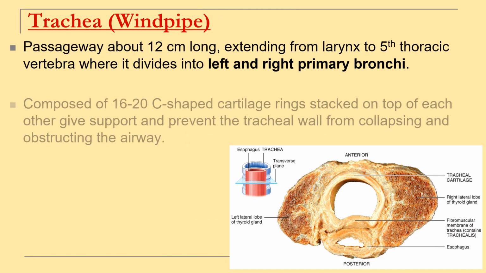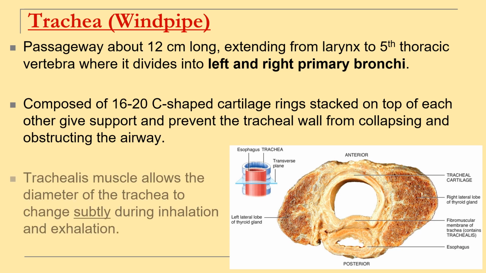All right, into the trachea. The trachea, of course, is your windpipe. It's about 12 centimeters long. It's going to go from the larynx down to T5, or that fifth thoracic vertebra, where it's going to split into my left and right primary bronchi. We've got 16 to 20 C-shaped or horseshoe-shaped cartilaginous rings stacked on top of each other to help prevent that trachea from collapsing. We have a trachealis muscle that lets us subtly change the diameter of the trachea during inhalation and exhalation.